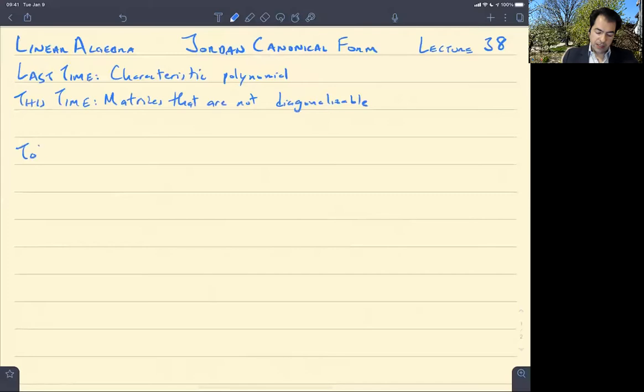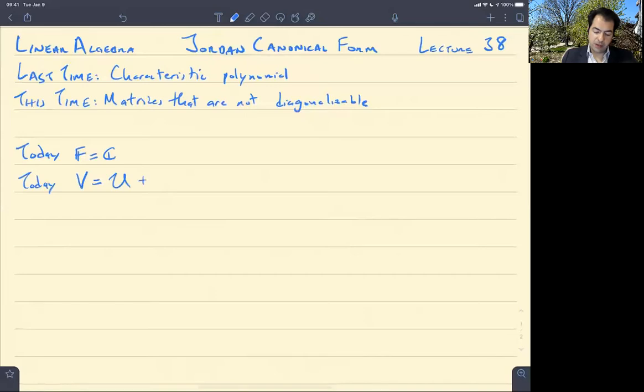Okay, so today we're going to restrict the field to be the complex numbers, so I don't have to keep talking about algebraically closed fields and so on. Let's just go ahead and say that we're working with the complex numbers. Also today, I'm going to switch the notation a little bit.